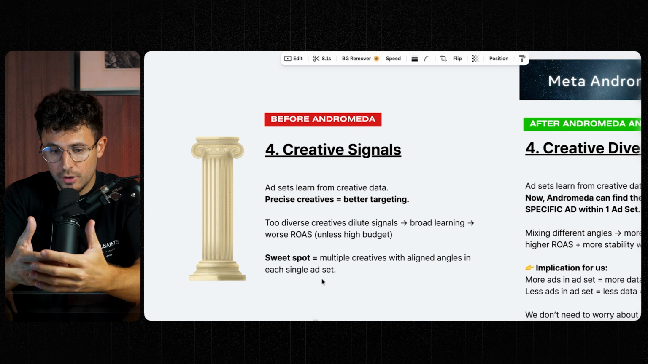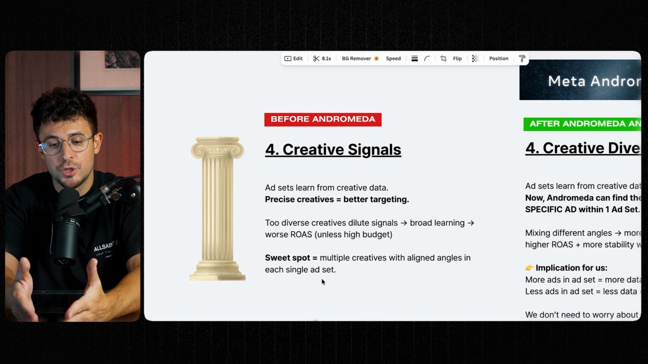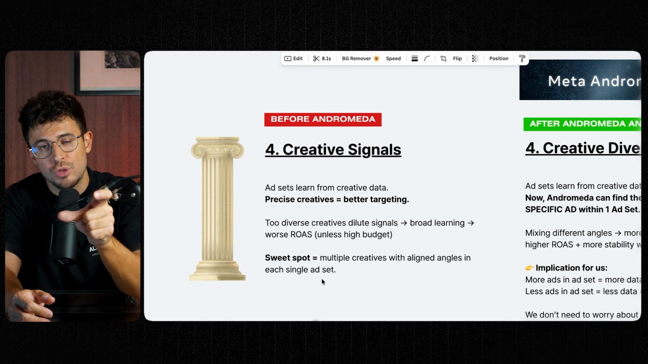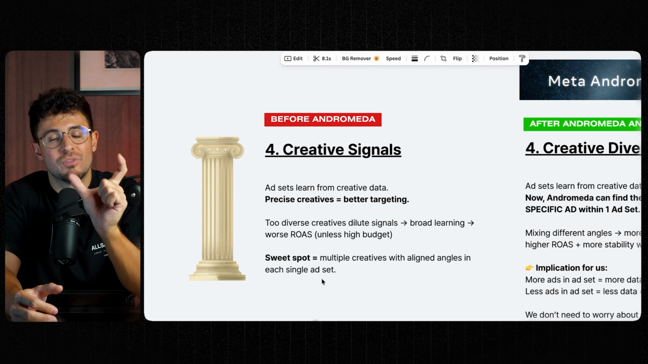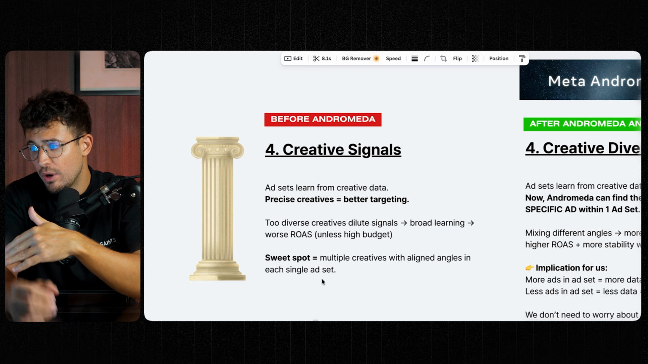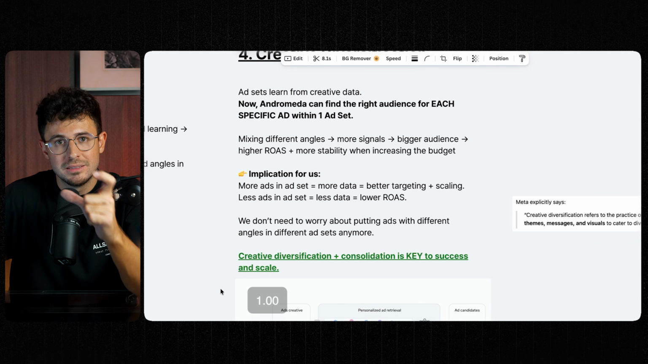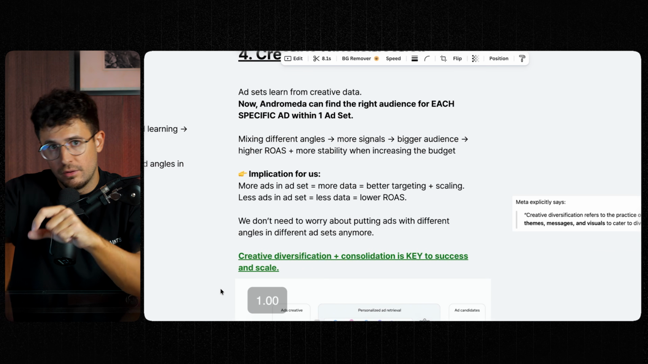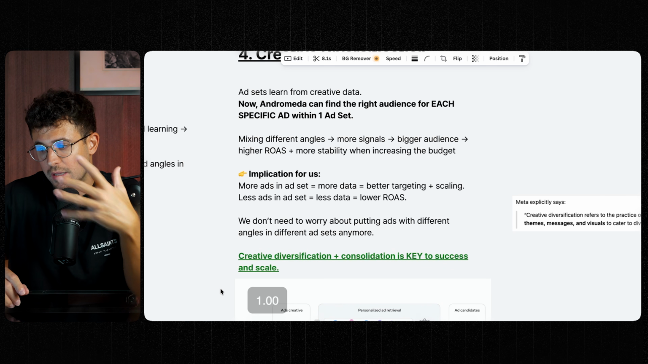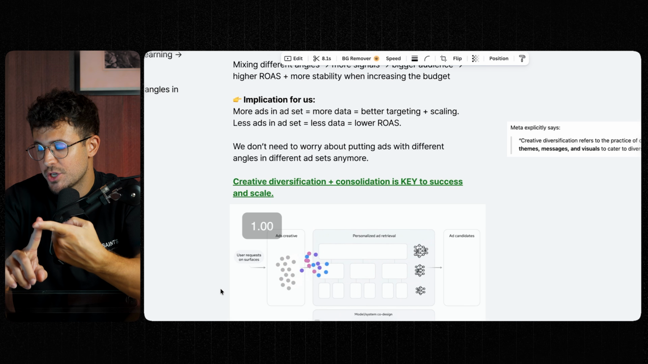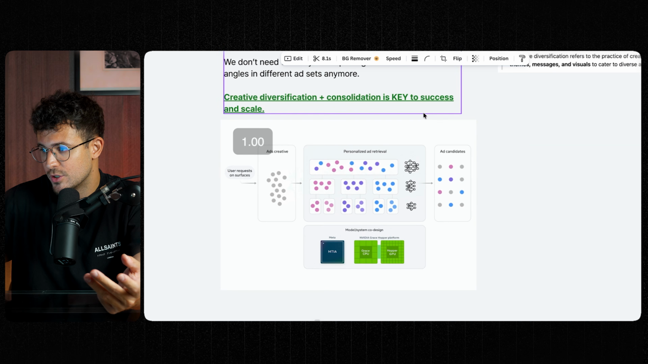Fourth pillar is the creative signals. This is very important, because it changed over time, before and after Andromeda. Before Andromeda, you needed to give a little more clarity to the algorithm when it comes to creatives, and for instance you had to put creatives of a specific angle inside a single ad set. Right now with Meta Andromeda, this is not necessarily the case, because Andromeda optimizes the ads and delivers them to different audiences based on the creative itself, so the learning happens in a different way. That's why creative diversification and consolidation is now the key to scale, and by the way, this is how Andromeda works.